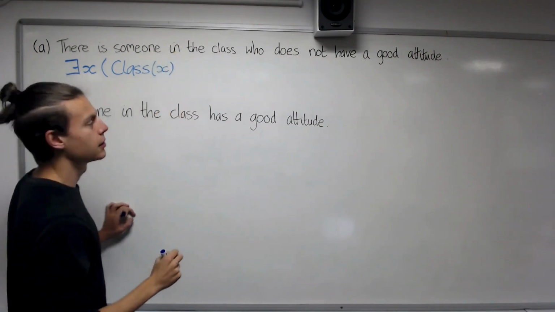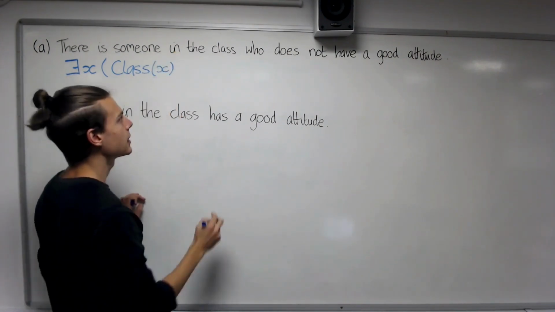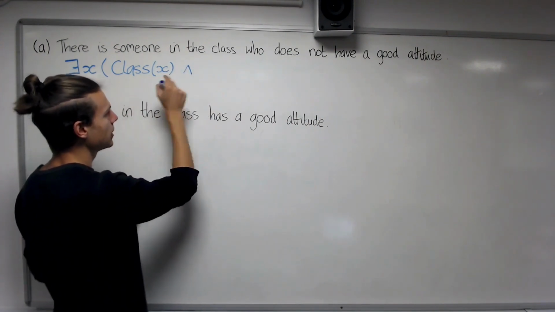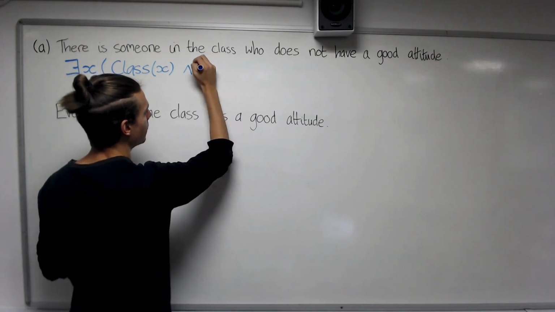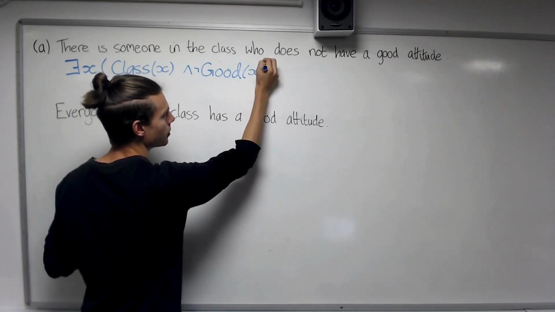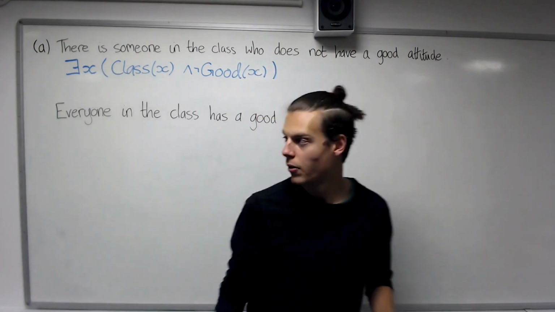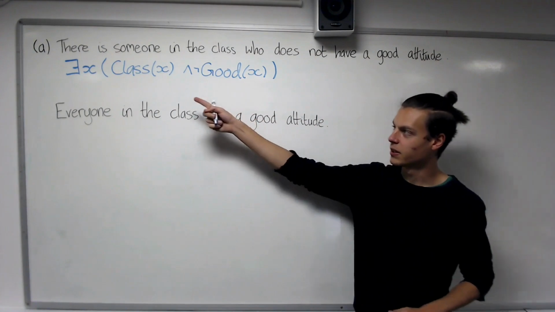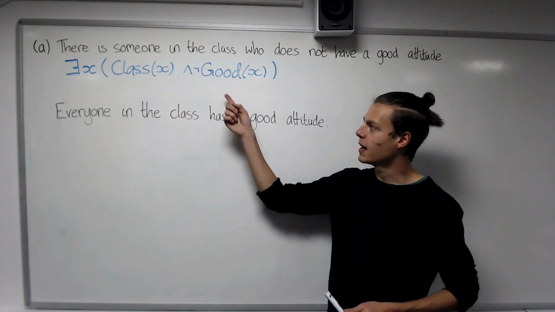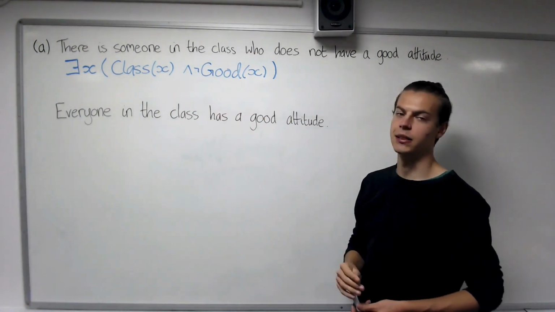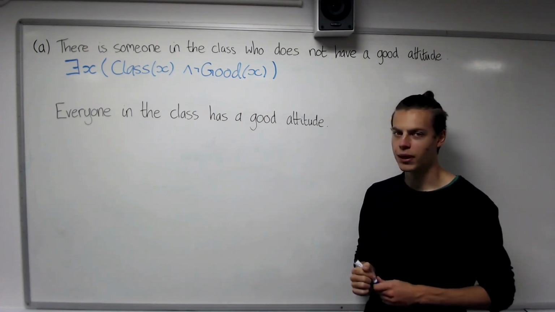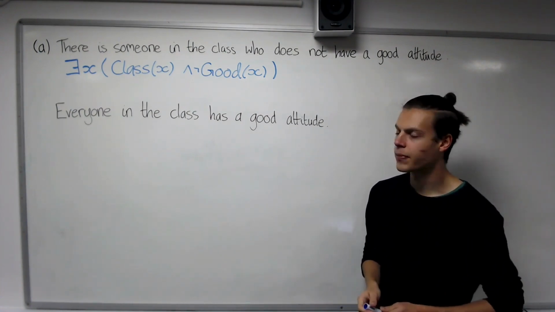So using the predicates class and good to represent X is in the class and X has a good attitude, there is our statement written in predicate logic. So there is an X such that X is in the class and X does not have a good attitude. Okay, now let's translate the negation. Everyone in the class has a good attitude.